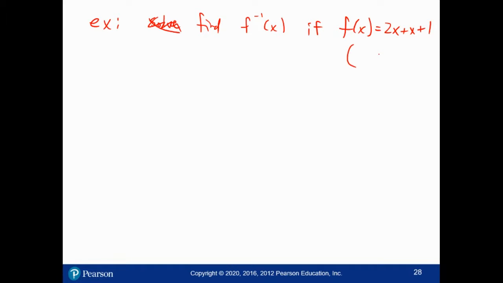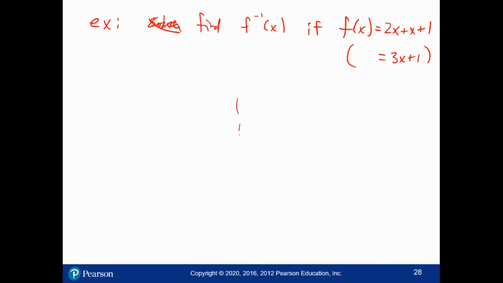Okay, so the final video of this section will be doing some examples of this, where we have some functions and we need to find some inverses. I'll do a quick one right now. So, example. Let's say find f inverse of x if f of x is equal to, how about, I'm going to write this in a strange way. I'll write 2x plus x plus 1. Of course, this is just equal to 3x plus 1.